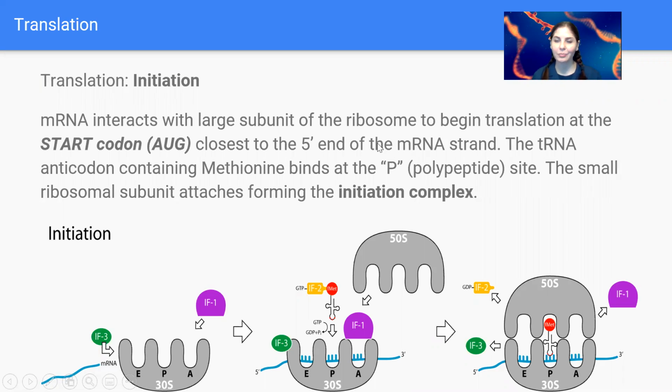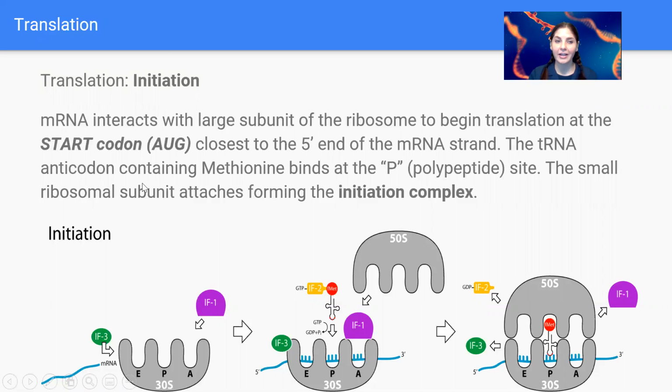So just like in the process of transcription, translation too has initiation, elongation, and termination. Messenger RNA interacts with the large subunit of the ribosome to begin, or to initiate, the translation process. This occurs at that start codon AUG. And remember that AUG is coding for the amino acid methionine. So this is closest to the 5' end of the messenger RNA strand.